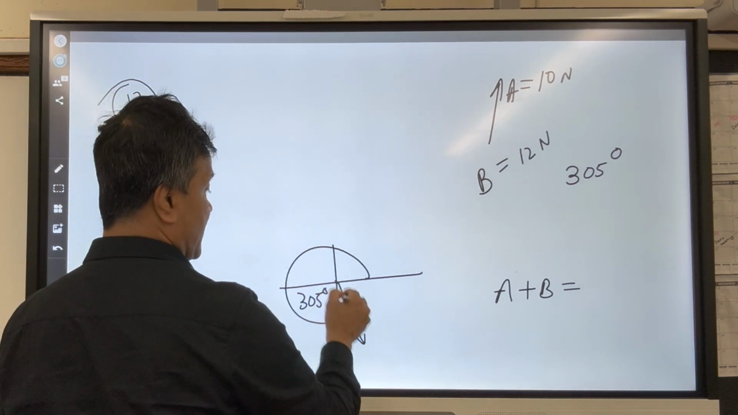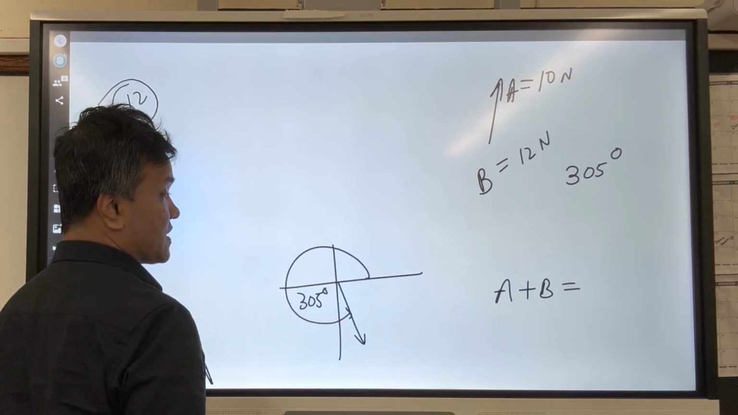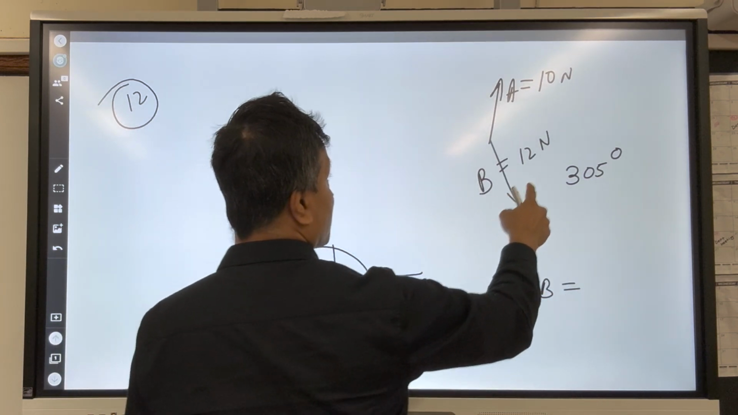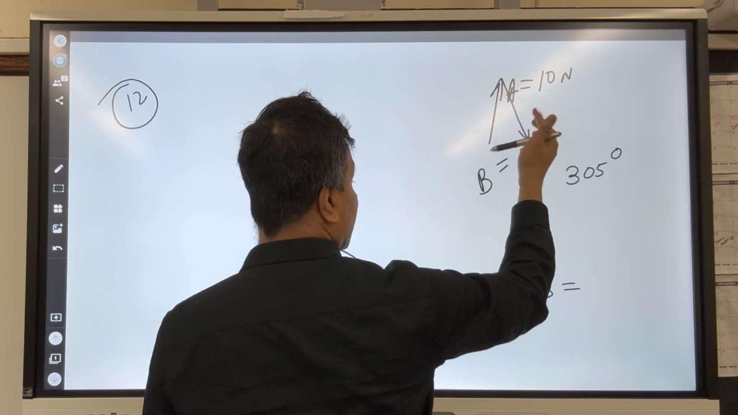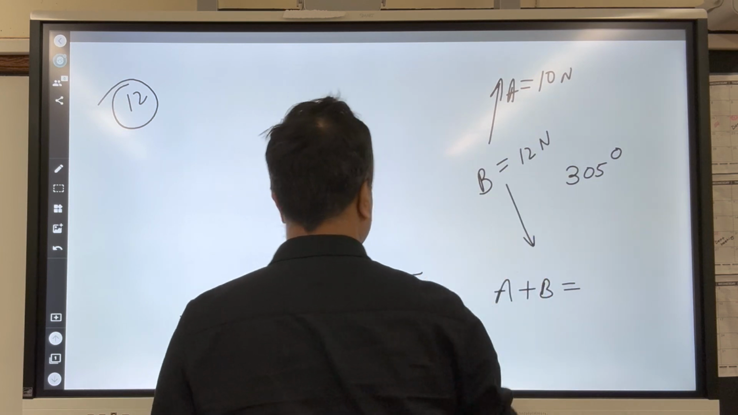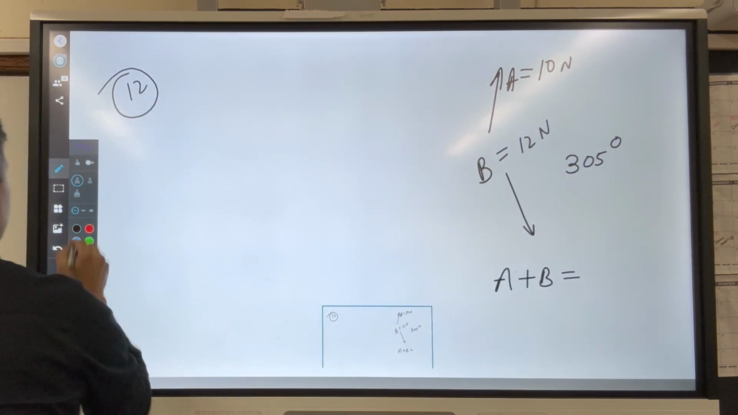Now we want to find the size of this one. Not the size of this one, we want to find the size of the resultant. Okay, so if we put it like that, that would be wrong. You're going to put it like that, right? So you're going to find the resultant, and we want to find the size of this resultant. Okay, good. The size of the resultant would be, let's see.